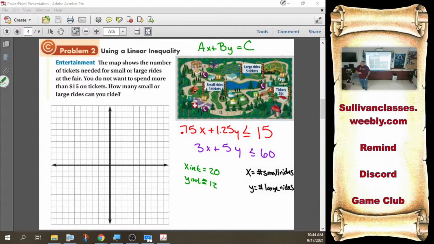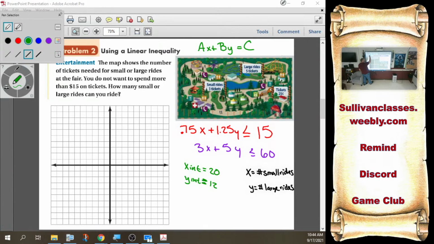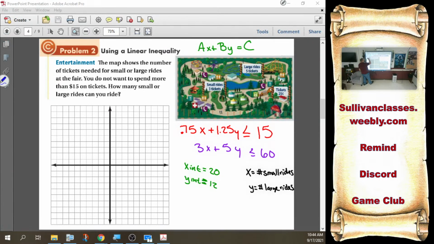Okay, so I need the scale of my graph to fit this. I need my x-intercept to be at least out to 20, so I need to fit at least 20 on my graph. How do I change this? Right now I've got 1, 2, 3, 4, 5, 6, 7, 8, 9, 10 boxes. Go by twos, okay? Don't overthink it. Just go by twos.